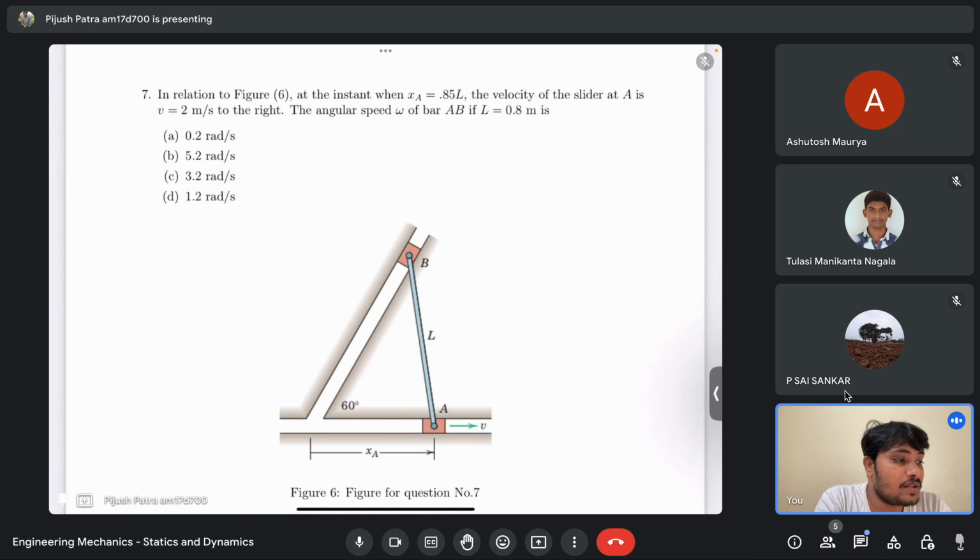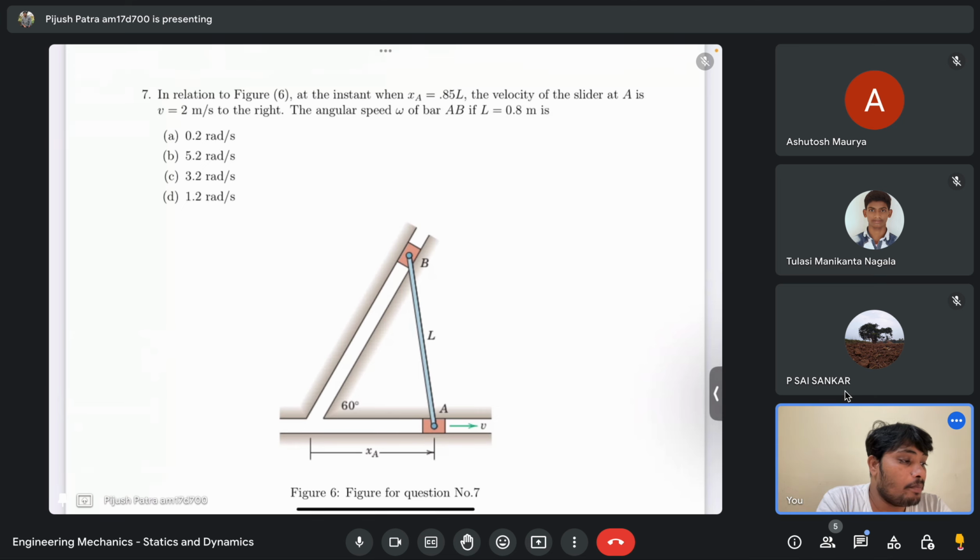Can any of you tell me how you can approach this problem? The trick is, here you need to use the concept of the instantaneous center of zero velocity. That's the concept here for this problem. Now, can any of you tell me how you will approach this problem?